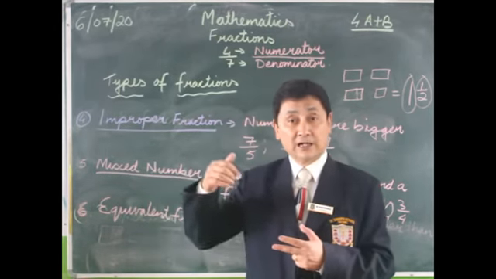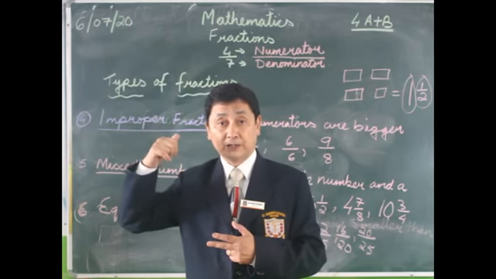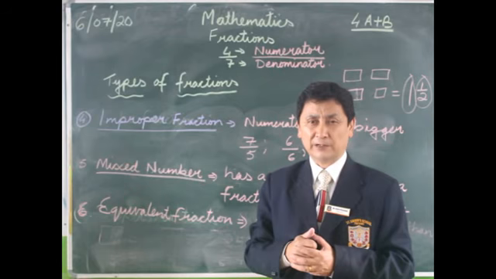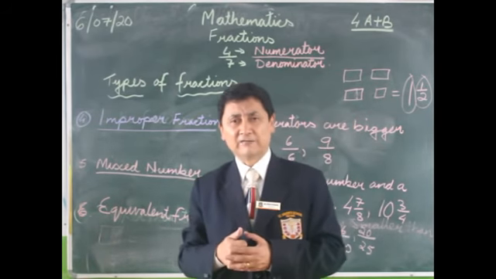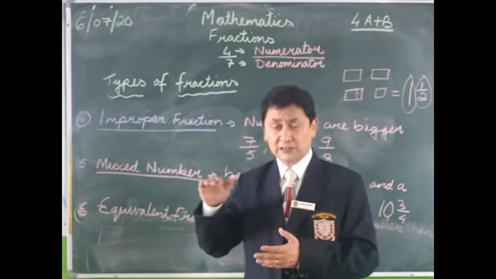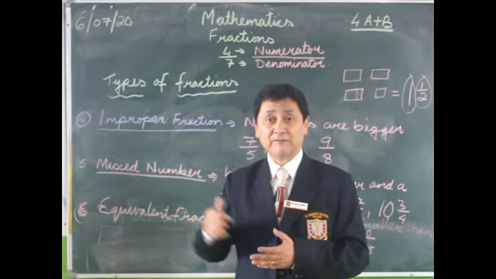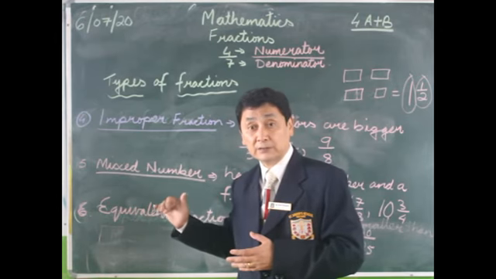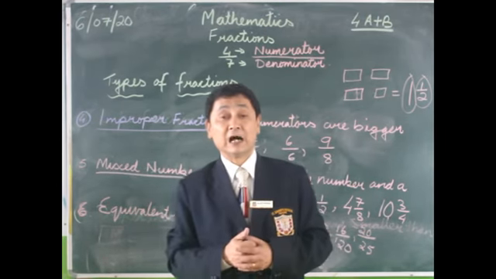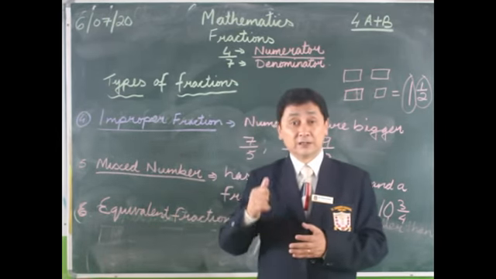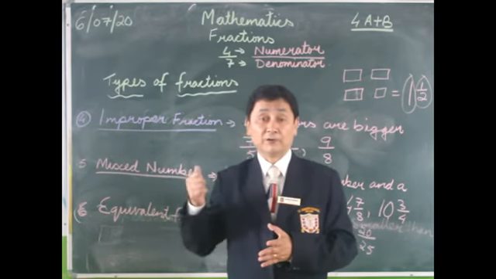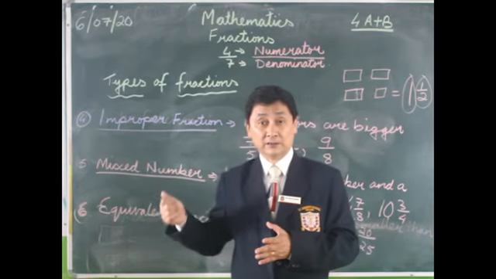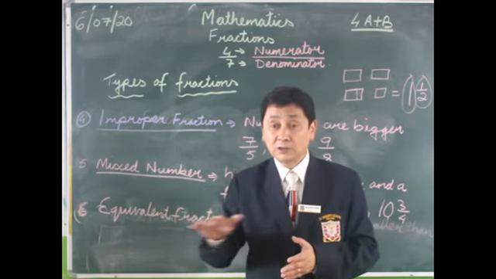A fraction has 2 parts, the top part and the bottom part. The top part is known as the numerator, the bottom is the denominator. Then we did like fraction. In like fraction, the denominators are same. Okay, for example, 4 upon 10, 6 upon 10, 1 upon 10, all the denominators are same. Then we did unlike fraction, where the denominators are different. 3 upon 4, 5 upon 8, 12 upon 13. So all the denominators are different.